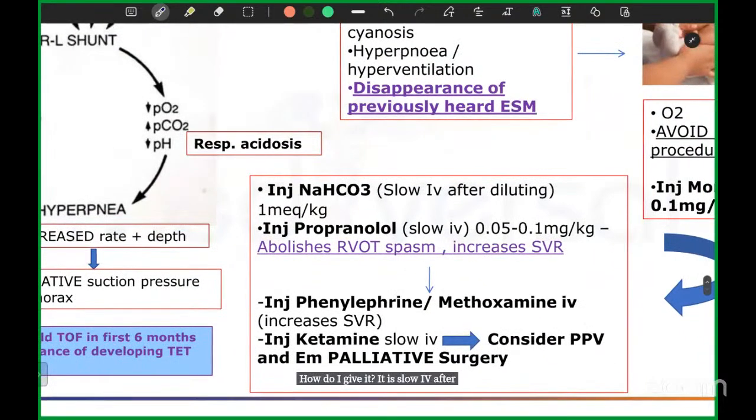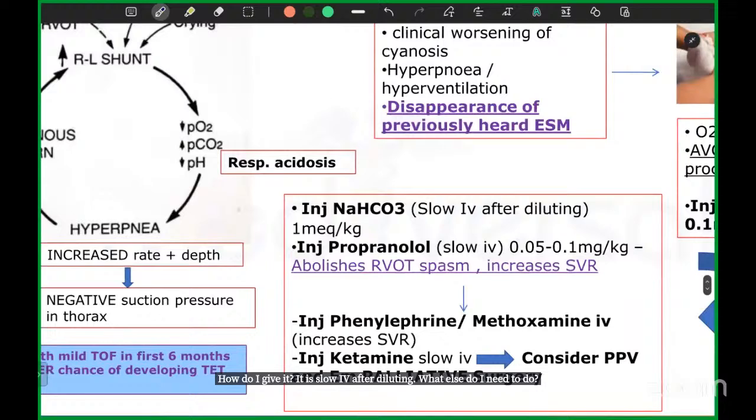What else do I need to do? What was the cause of the TET spell? It was a right ventricular outflow tract spasm. Due to this, I need to increase the systemic vascular resistance. I need to abolish the spasm, for which I will be giving injection propranolol.